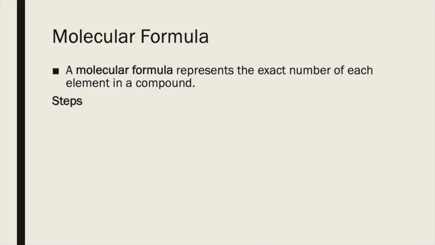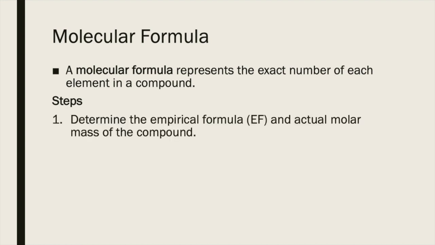And there are a variety of steps that we use to determine a molecular formula. The very first thing that you need to do is figure out what the empirical formula for the substance is, and you need to know the actual molar mass of the substance. Actual molar mass is something that should always be given to you in a problem. Second, you need to determine the molar mass of the empirical formula.